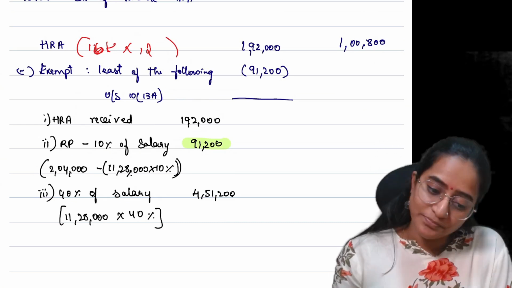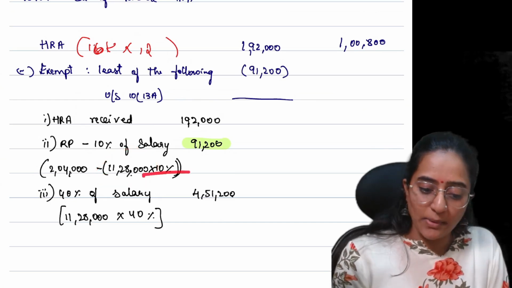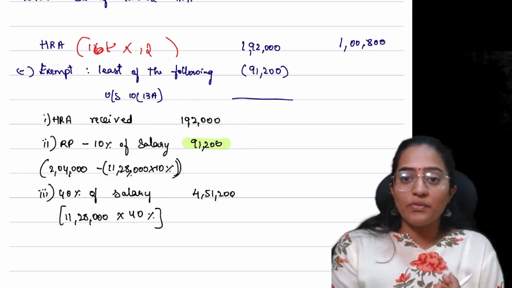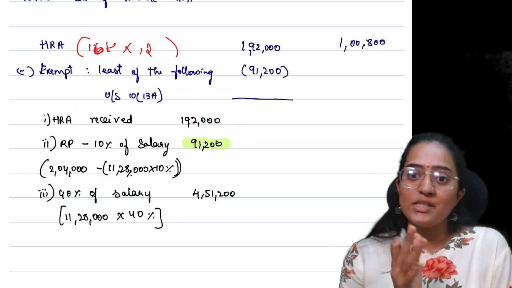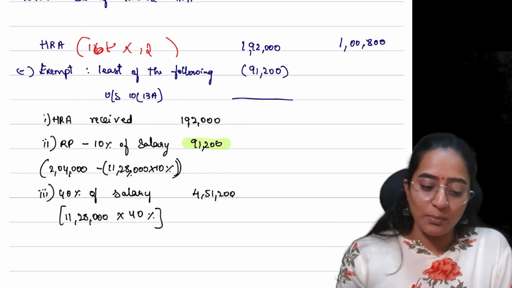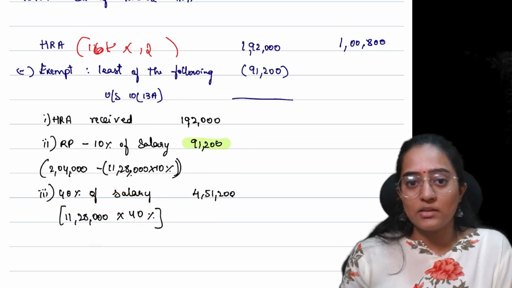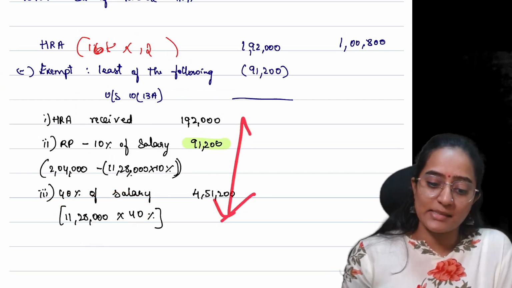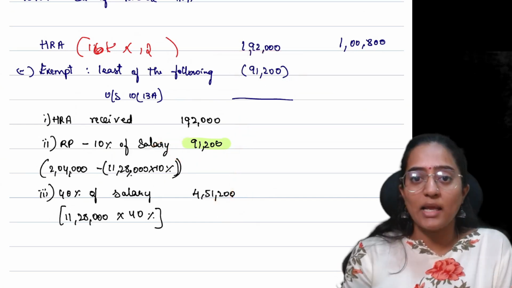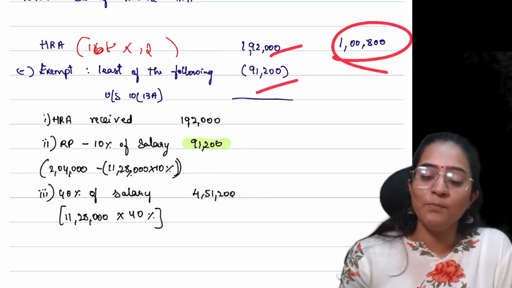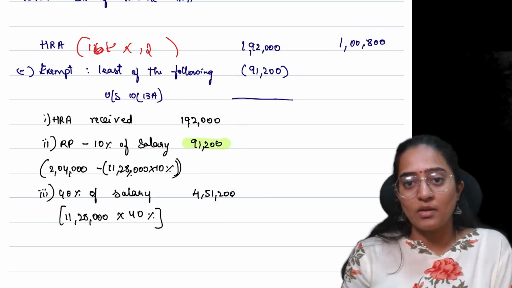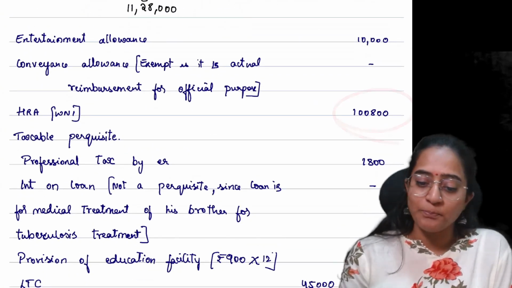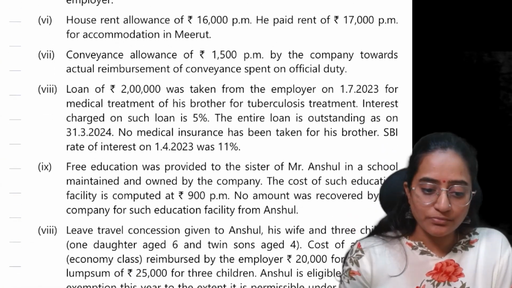Clear? Great. 11 lakh 28,000 multiplied by 10%, you will get 91,200. You take 40% of the salary, not 50%, because it is a non-metro city. Metro city means 50%, non-metro city means 40%. 40% of the salary, 11 lakh 28,000 into 40%, you will get 4 lakh 51,200. The least of the following would be considered as exemption, that is 91,200. 1 lakh 92,000 minus 91,200, you would get 1 lakh 800. 1 lakh 800 is your taxable HRA, which you would consider.